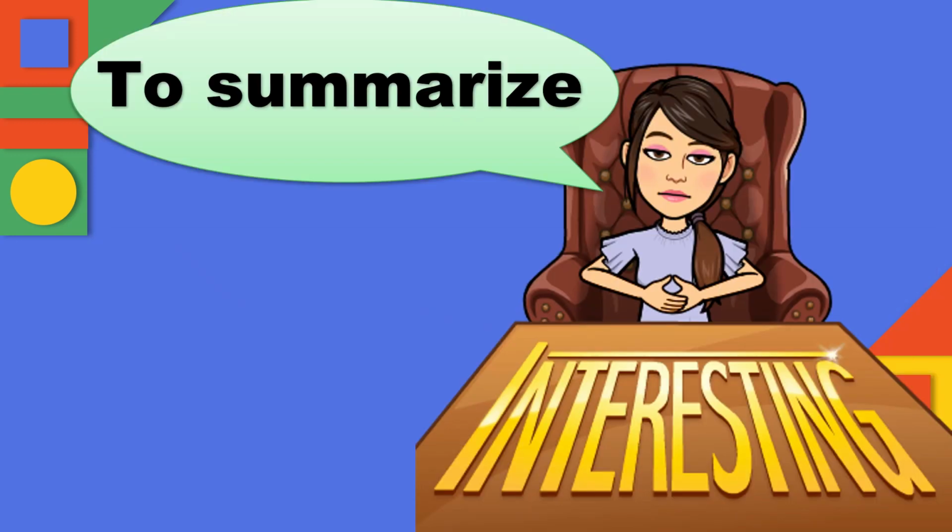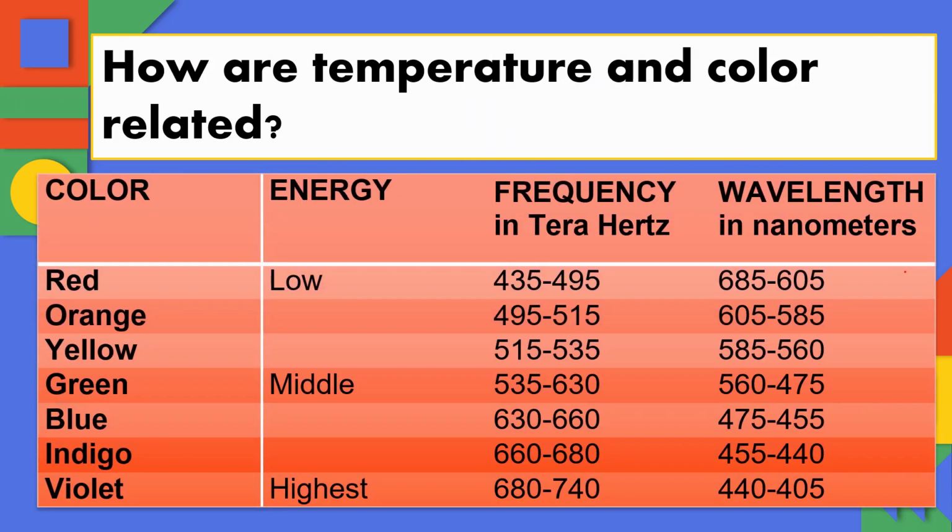So, to summarize, para mas madaling maintindihan, we're going to use this table. So, ano ba yung table na yon? So, we have here the table for the energy of the visible light. In the first column, we have the colors. The next column, we have the energy. The next one is the frequency, which is measured in terahertz, while the last one is the wavelength, which is measured in nanometers.